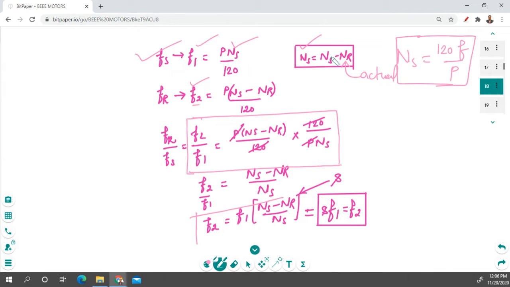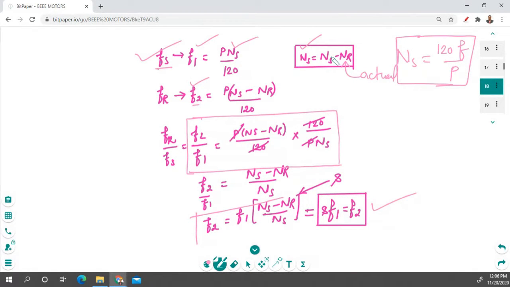F2 frequency is F1 into Ns minus Nr divided by Ns. So this is called the slip. So we can find out that frequency 2 is equal to S into F1. Okay, so have you understood this? How we have calculated these two frequencies of the stator and rotor part? Quickly give your response.